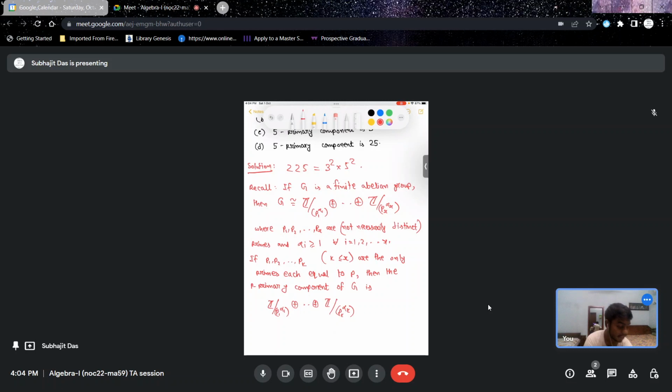And what your structure theorem basically says is that every finite abelian group can be written as a direct sum of its primary components for different primes. So you have the p primary component direct sum the q primary component direct sum, and so on, for as many primes as there are in the cardinality of G.